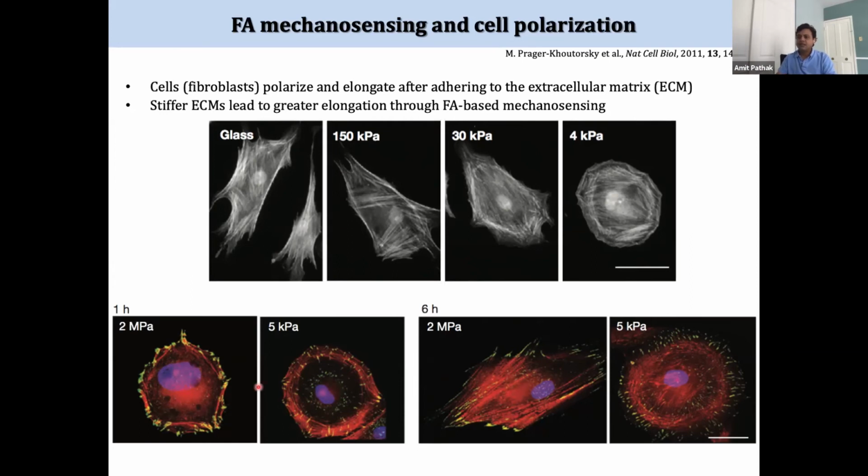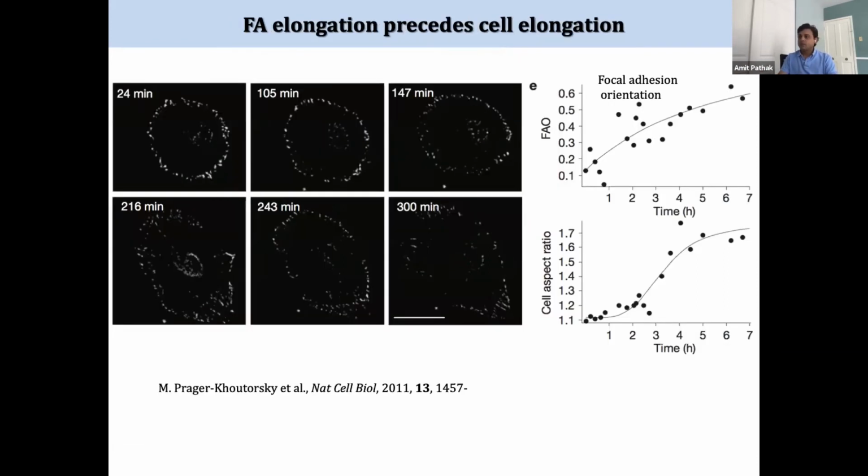And initially, even if they look similar at the 1 hour time point, over 6 hours they become different. 2 megapascal versus 5 kilopascals. Their orientation and their shape and their size is different. And this is an important experiment as well, showing what happens first. So it's a chicken and egg problem. Do you need forces to stabilize adhesions, or do you need focal adhesions to generate forces that will then come and stabilize the adhesions, right?